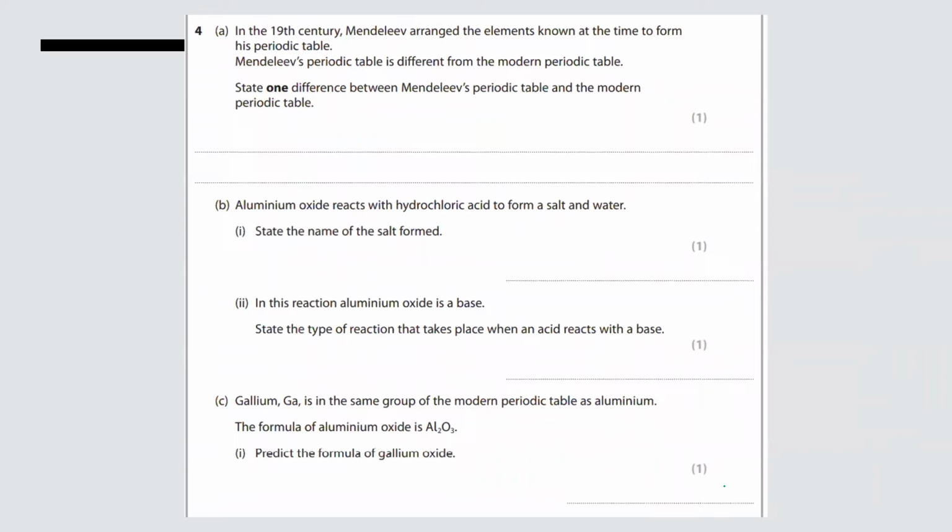In the 19th century, Mendeleev arranged the elements known at the time to form his periodic table. Mendeleev's periodic table is different from the modern periodic table. State one difference between Mendeleev's periodic table and the modern periodic table. So actually there's a clue in the question there, wasn't there? It gave you an answer. Elements known, so more elements have been discovered since. So more elements have been discovered. That's the easiest one. In the modern periodic table.